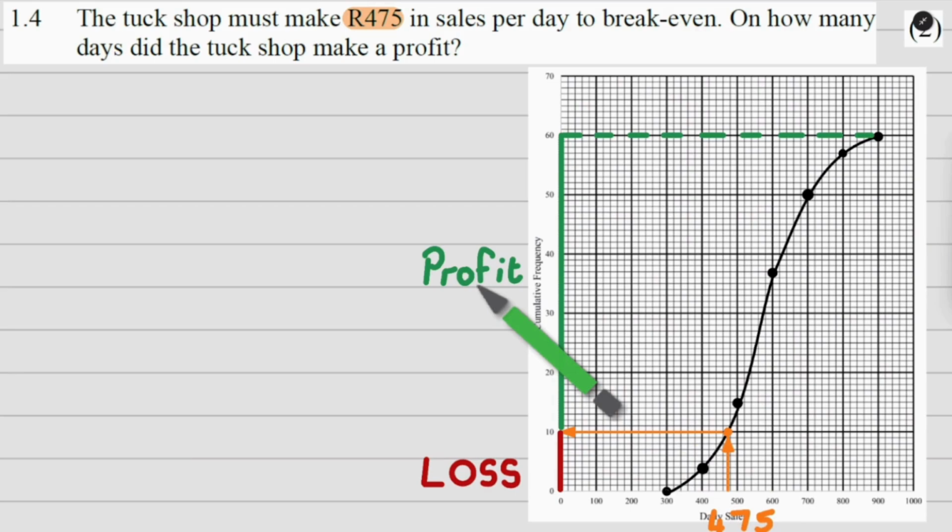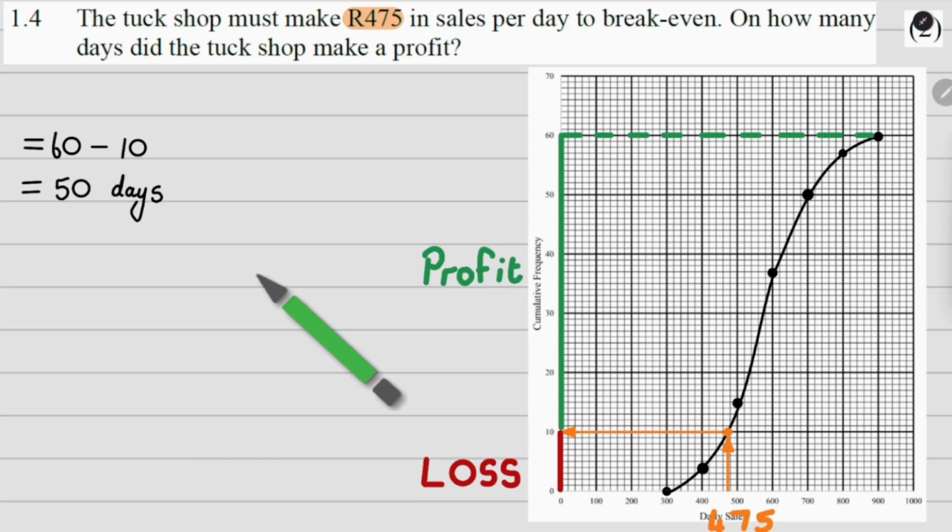So, to calculate how many days we had a profit, we're simply just going to say 60 minus 10 to give us our 50 days.